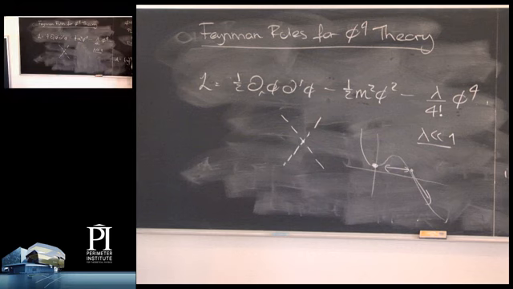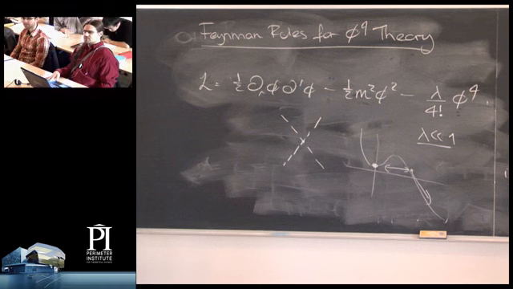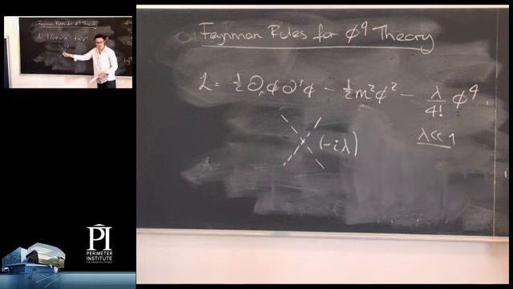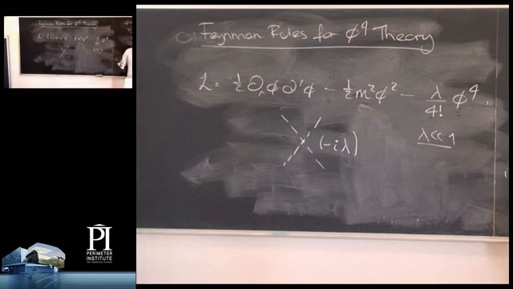Just to go back a little bit, why does a phi to the 4th correspond to a 4-valent interaction? Let me tell you what the Feynman rule is for this, and then explain why that's the Feynman rule, and at the same time we'll see why this is needed. Are there any other questions?